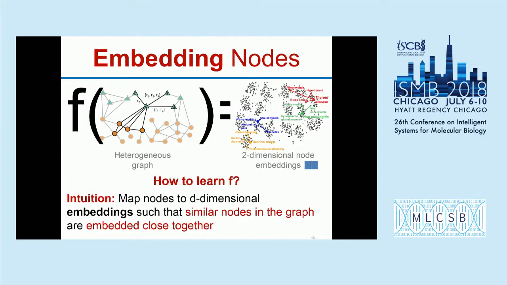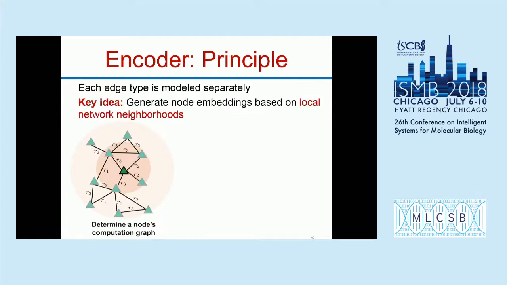So what do I mean by embedding nodes? Intuitively, what we want to do is map nodes to some d-dimensional embedding space such that similar nodes in the graph are embedded close together. There are various notions of how to define the similarity of nodes in the graph. Intuitively, what we want to learn is this mapping function f that will take a graph and learn some d-dimensional embeddings. The key idea of graph neural networks is that we will generate those node embeddings based on network neighborhoods.